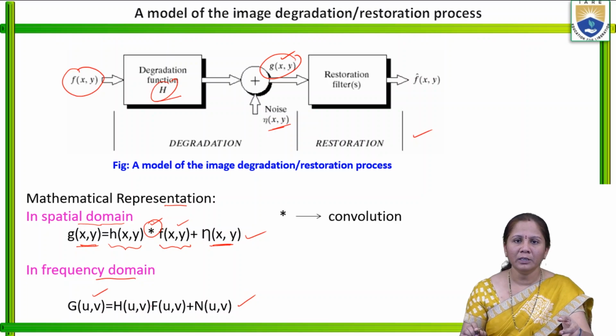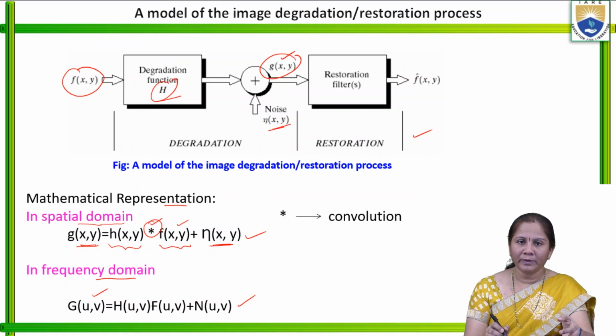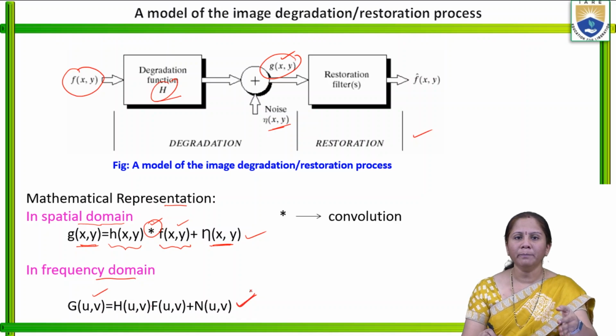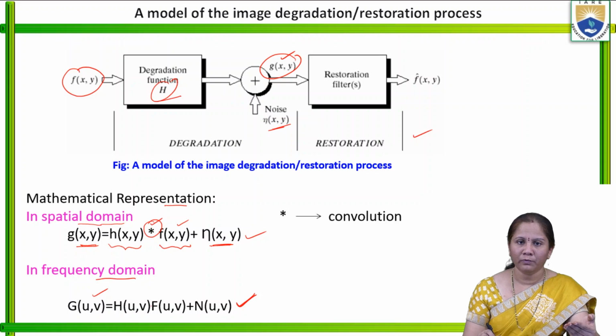So this is how we have to represent the degraded image g of x comma y in terms of the spatial domain and frequency domain. So why are we recalling this concept? We are going to use this equation in the analysis of inverse filtering and Wiener filtering.